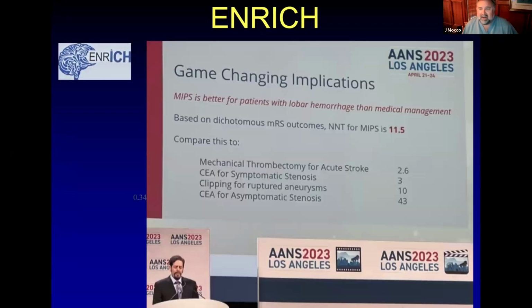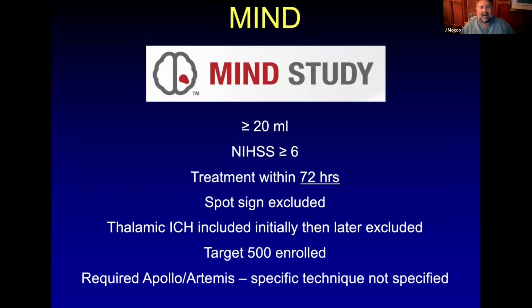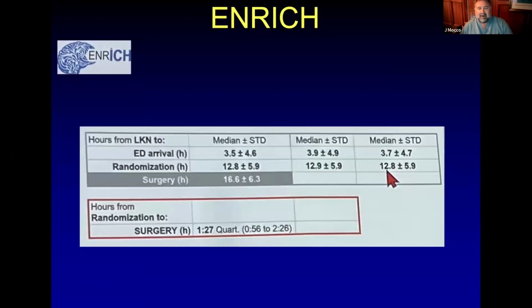Adam Arthur did the commentary at the AANS presentation, did a great job, and he did a number needed to treat analysis for doing ICH evacuation for the whole cohort, and in particular for the Glasgow bars. And what he found was a number needed to treat of about 11 and a half. And you can see that this is comparable to the number needed to treat to give benefit for clipping a ruptured aneurysm in this slide. It's quite powerful. Now, this is despite surgery still taking an hour and a half.